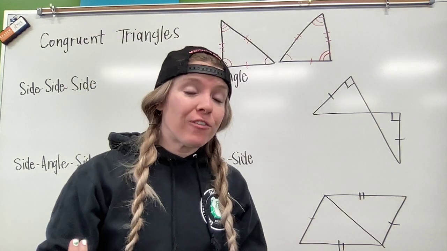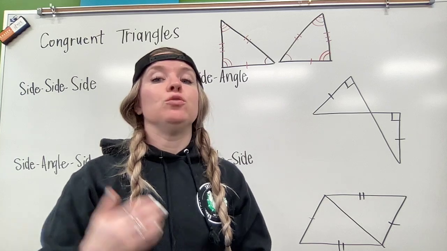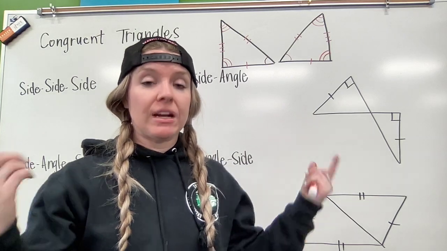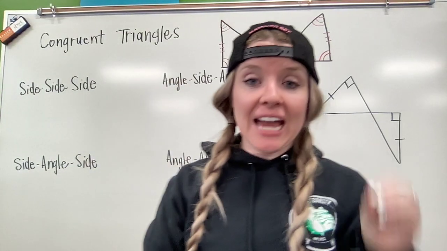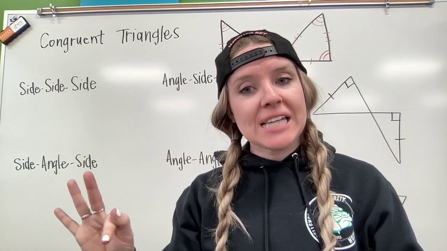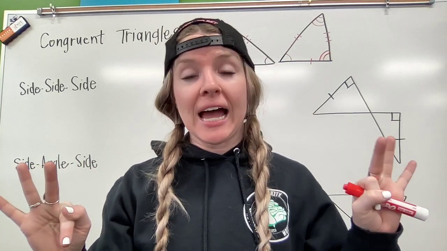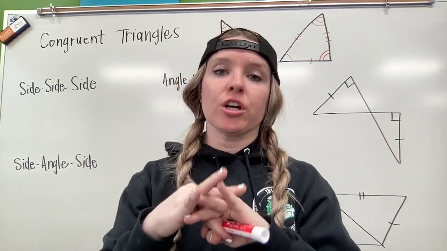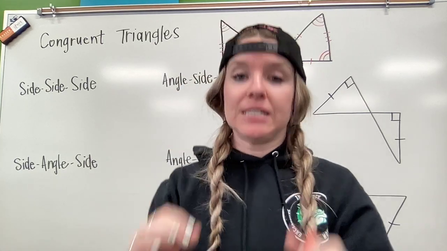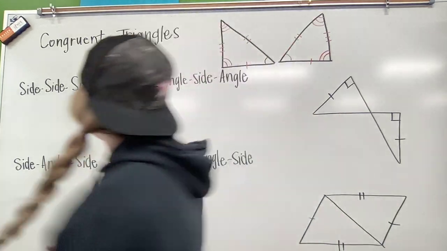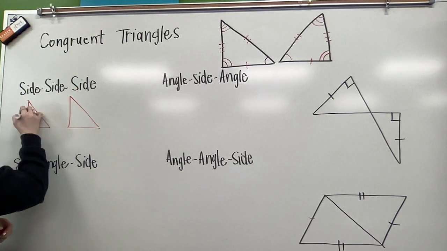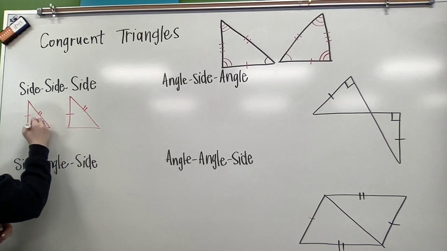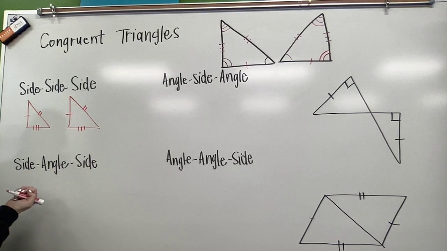So lucky for us, there are some shortcuts to guarantee triangles are congruent. And I've got them listed here on the board for us. So our first one is side, side, side congruency. If you know three sides of triangle A are congruent to three sides of triangle B, then those triangles are congruent. That's enough information to guarantee those triangles are congruent. So what this would look like is if we have our two triangles, I know all three sides are congruent. Okay, and we're going to call this side, side, side congruency.